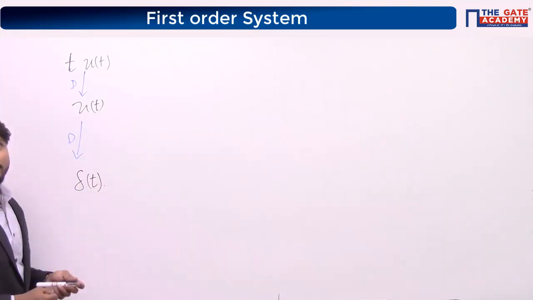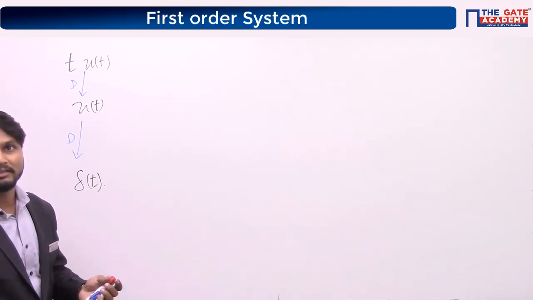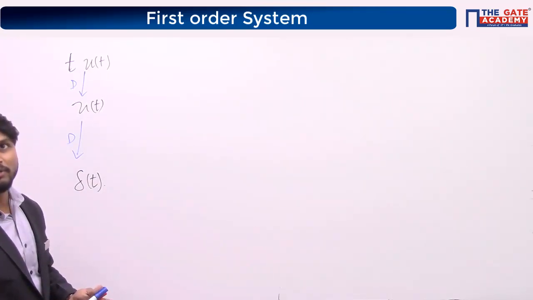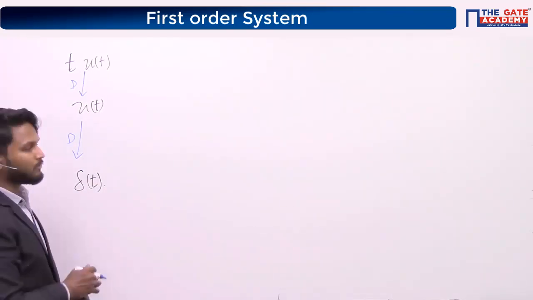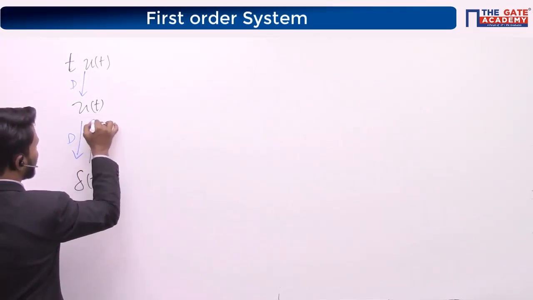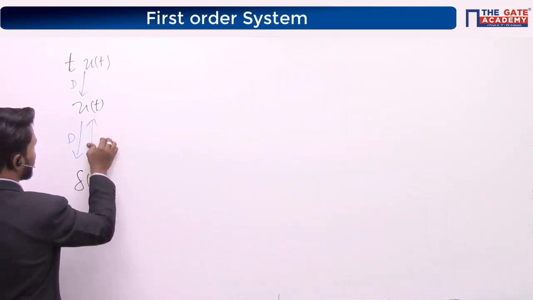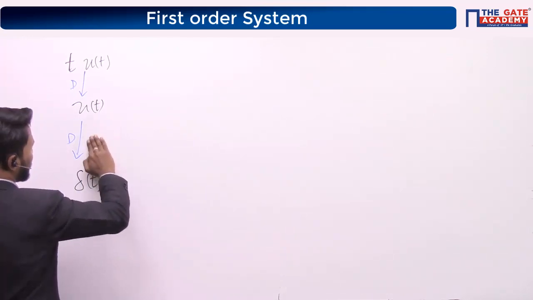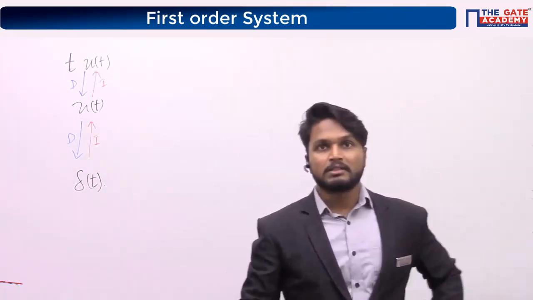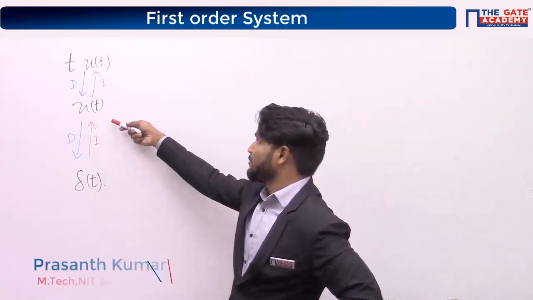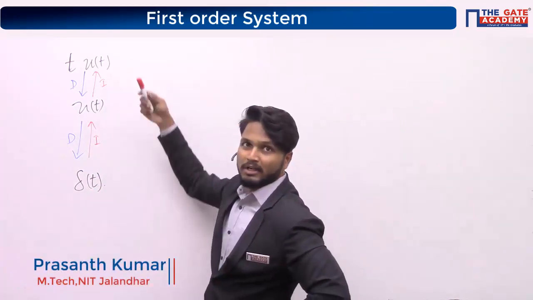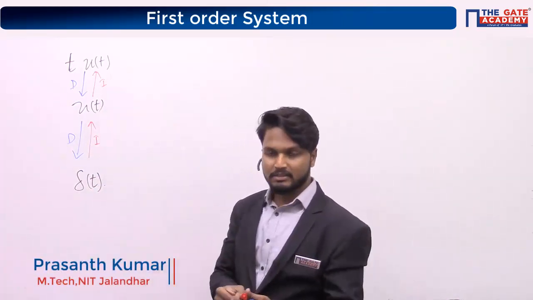If we integrate unit step, what do we get? If we integrate unit step, we'll get ramp, right? So if we integrate unit impulse, we'll get unit step, and if we integrate unit step, we'll get unit ramp, right? So this is the scenario.